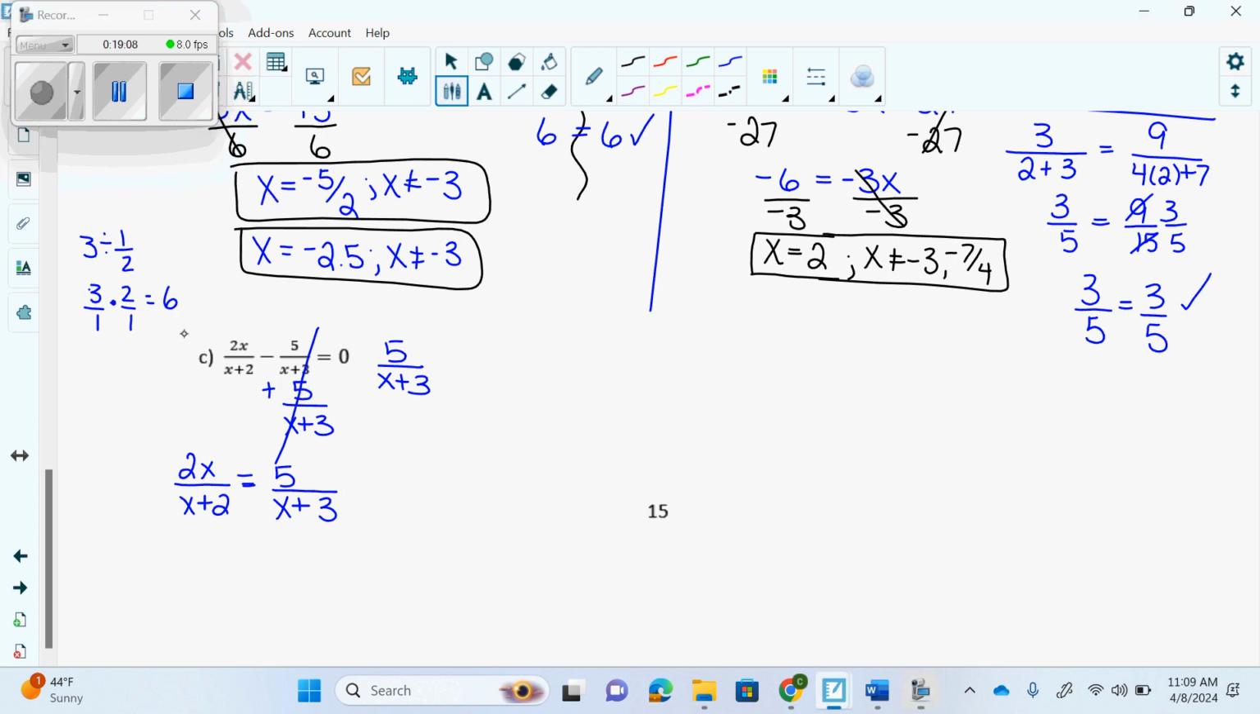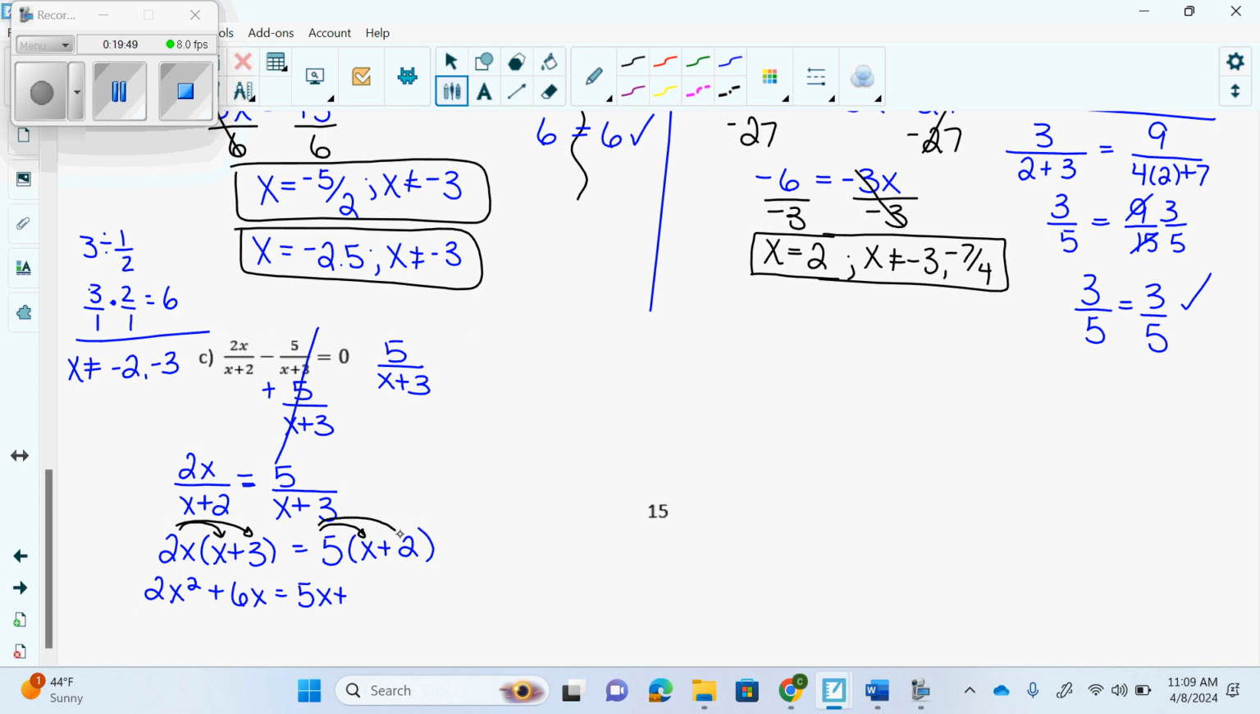So, our MPVs are x can't equal negative 2 and negative 3. Say our MPVs, now we cross multiply. So we get 2x bracket x plus 3 equals 5 bracket x plus 2. And then we distribute and get a little worried because we get some squares. It's fine though. This is where the fun happens. 2x times x is 2x squared. 2x times 3 is 6x equals 5x plus 10.